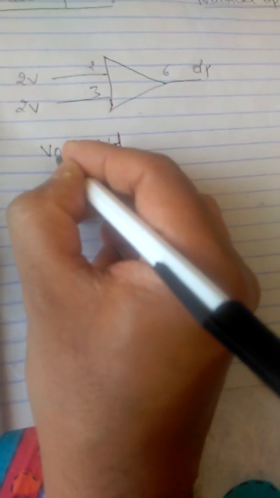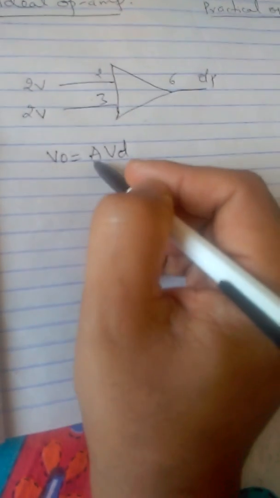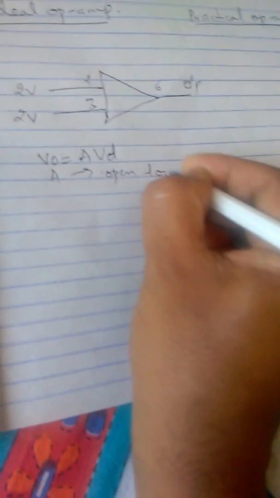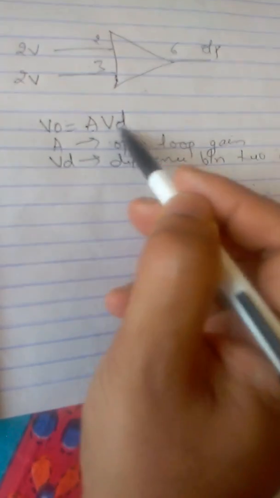So V naught is the output voltage that we are checking at pin number 6. A means it is open loop gain. Gain means the ratio of output by input. It has to be more than 1. And Vd means it is the difference between two inputs. Okay, so we have this formula, V naught equal to A into Vd.